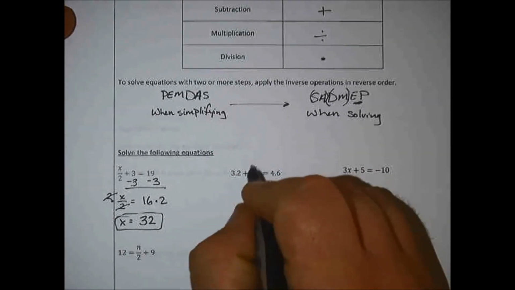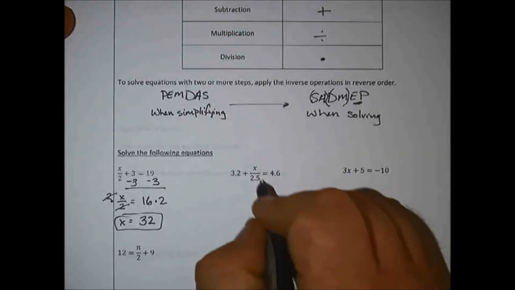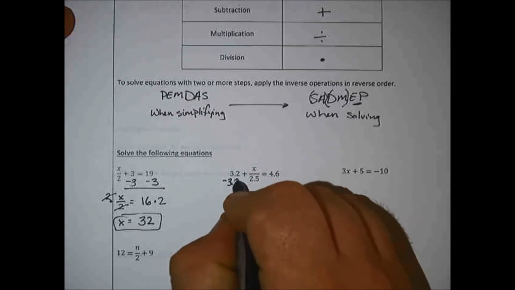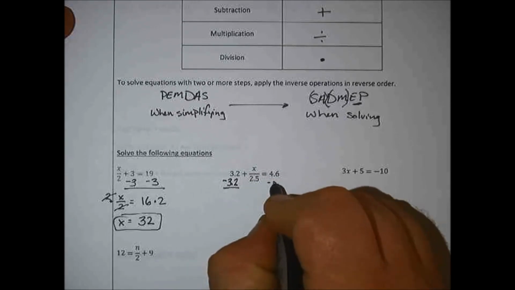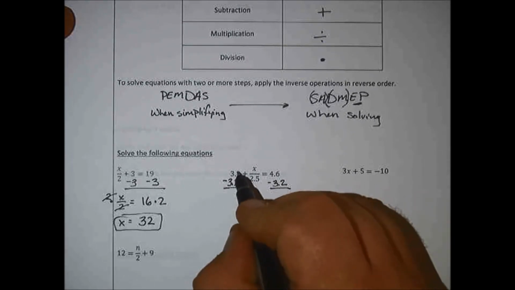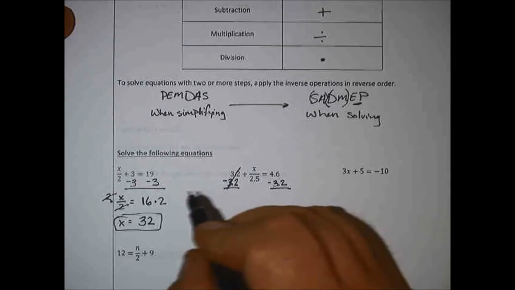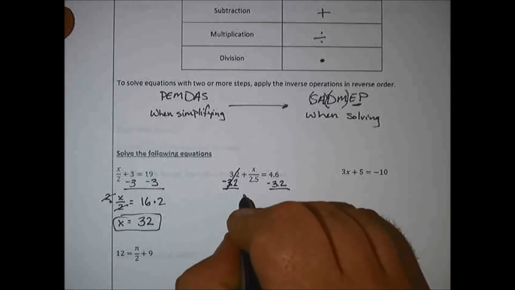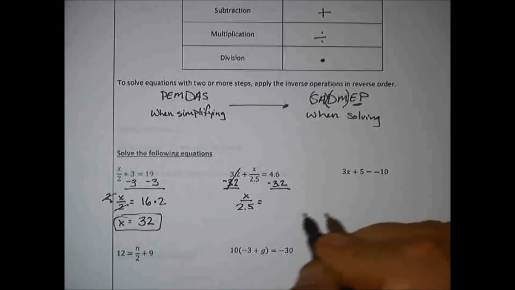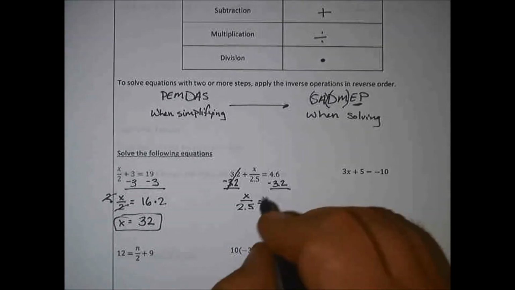Okay, so here's my variable. What's the farthest thing away? It's that 3.2. Since it's positive, I'm going to subtract it. Minus 3.2 on both sides. Everything's on both sides still. Okay, those cancel each other out. And I get x over 2.5 equals 1.4.